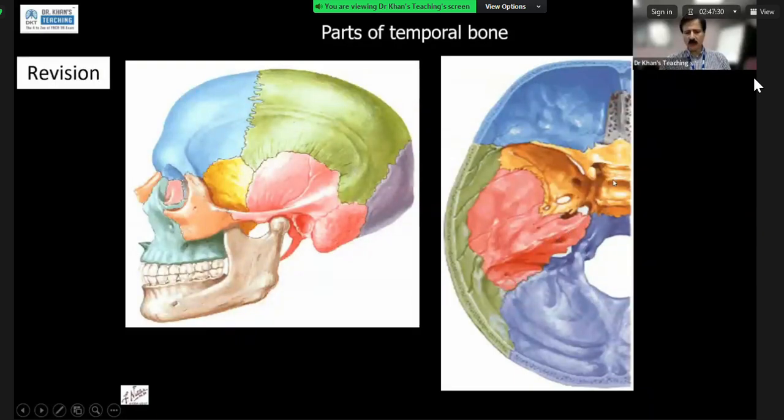Today, our aim is to cover the whole of the base of skull. Now, this is the base of skull, and the base of skull is made up of 5 bones. 3 of them are midline, and these midline bones are single bones: ethmoid bone, sphenoid bone, occipital bone. And then there are paired bones: frontal bone and temporal bone.